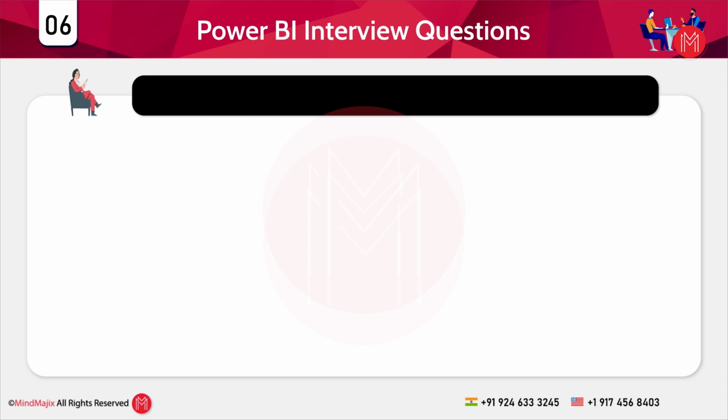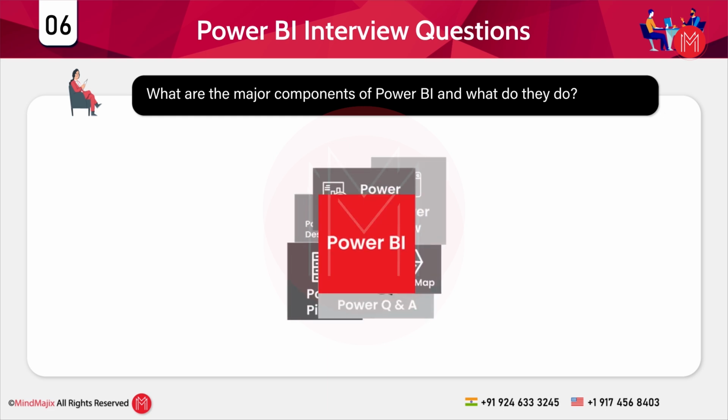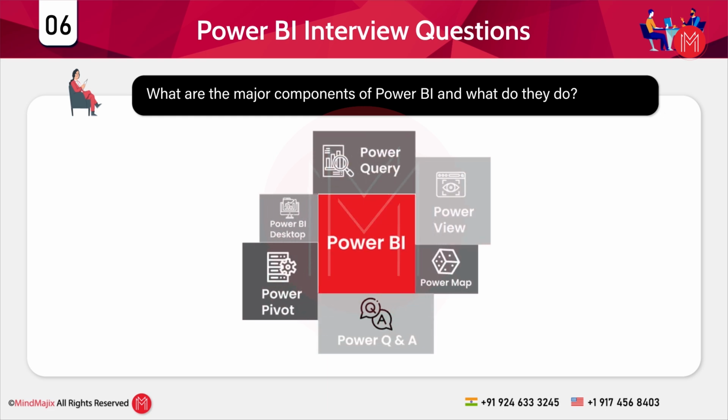So now let us move on to the next question, which is what are the major components of Power BI and what do they do? So guys, as you can see on the screen, these are the major components of Power BI. Like here you have Power Query, Power BI Desktop, Power Pivot, Power Q&A, Power Map, Power View, and so on. So in this particular question, you just need to explain all of these components in a single sentence.